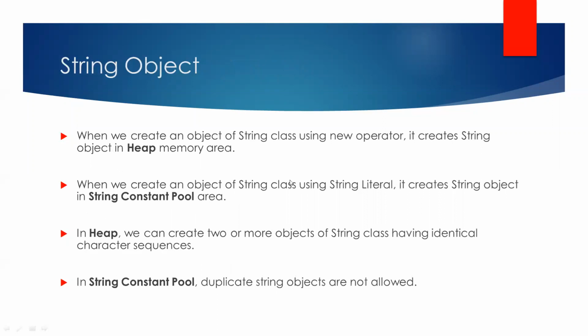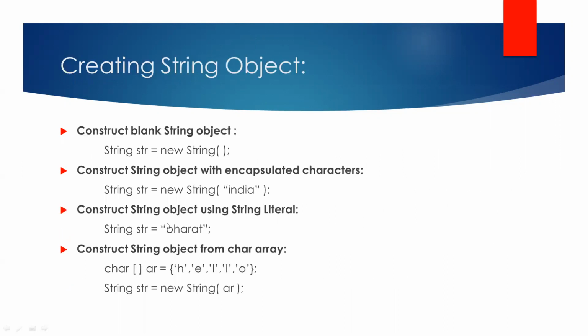When we create an object of the String class using a string literal, it creates the string object in the string constant pool. There is another memory area in the JVM called the string constant pool, SCP. When we create the object with the help of a string literal, that object is put into the string constant pool. So in this case, this object will be put into the string constant pool.